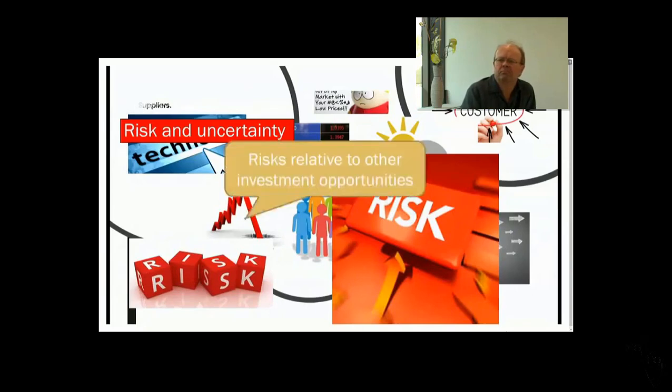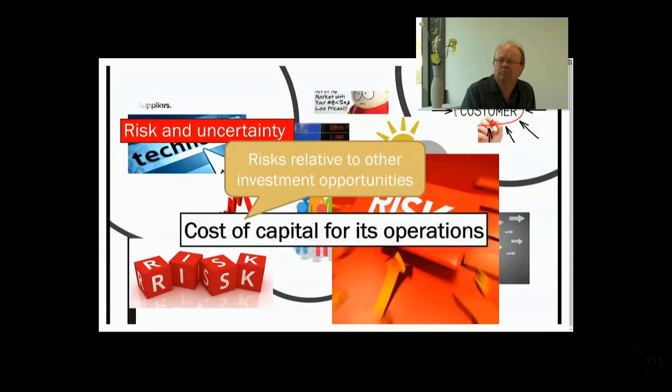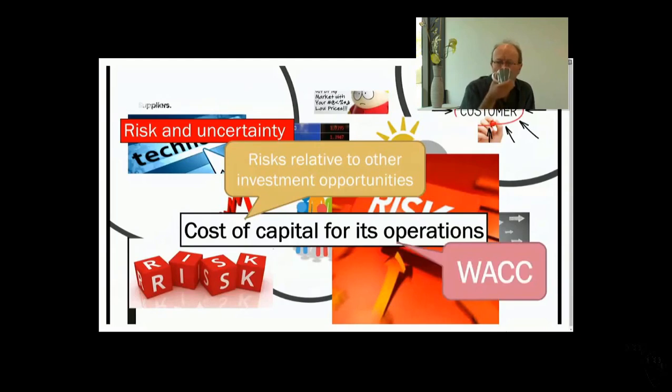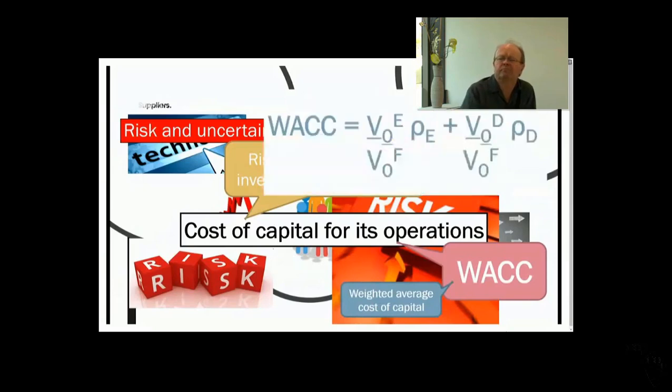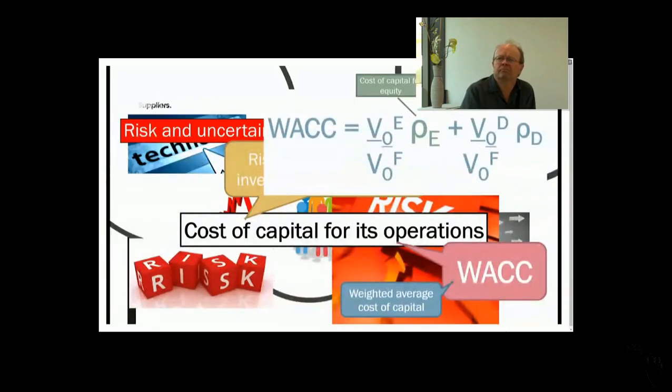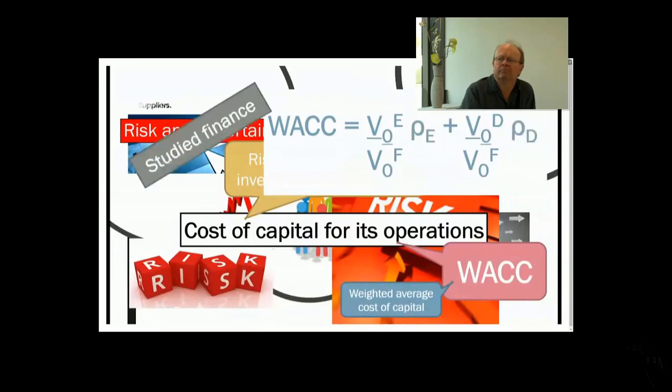The risks of a business relative to other investment opportunities determine the return that someone would require investing in the operations of a firm. This is a firm's cost of capital for its operations, or the cost of capital for the firm. That is, its weighted average cost of capital. It is usually called the weighted average cost of capital because it can be expressed as the weighted average of the cost of capital for equity and the cost of capital for debt. This will be a familiar concept for those who have studied finance.